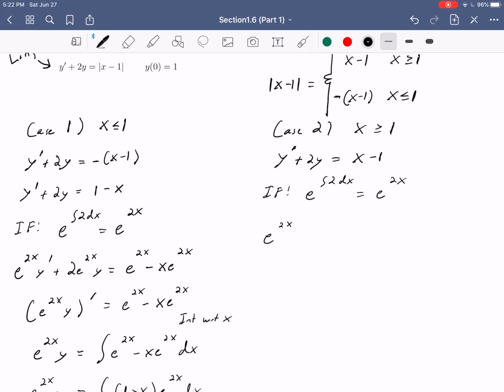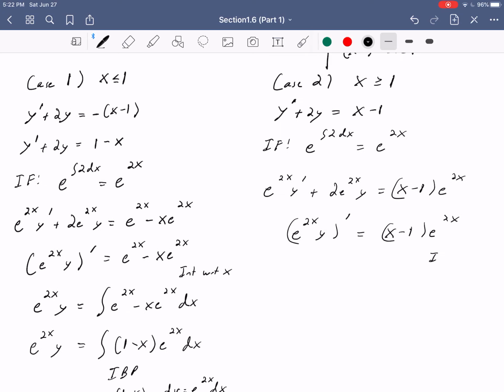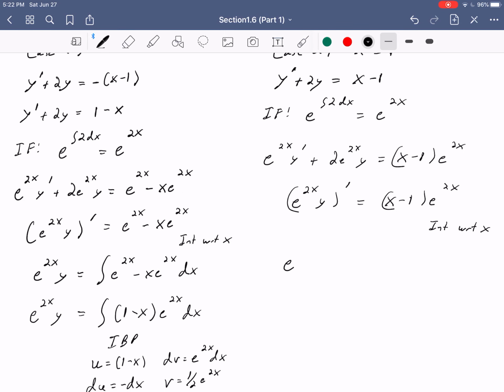We'll get e to the 2x y prime plus 2 e to the 2x y is equal to (x minus 1) e to the 2x. This guy is going to be the exact same product rule here, so (e to the 2x y) prime is going to be (x minus 1) e to the 2x. We do our same integration with respect to x. So e to the 2x y.